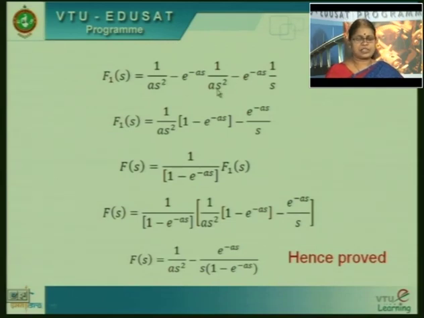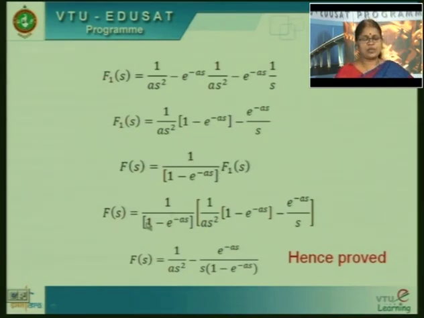Again, we can simplify this function and write it as 1 by a s square into 1 minus e power minus a s minus e power minus a s into s. So, this is the Laplace transform of the first cycle of the waveform. But what do we want? We want the Laplace transform of the entire waveform. So, the Laplace transform of the entire waveform, f of s, is given by 1 by 1 minus e power minus a s times the Laplace transform of the first cycle of the waveform.